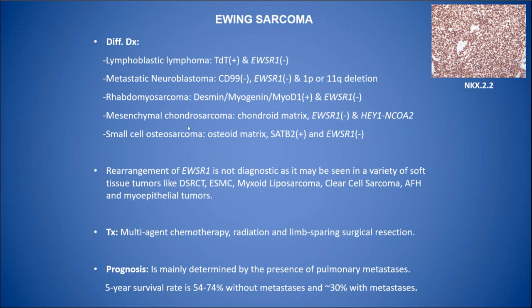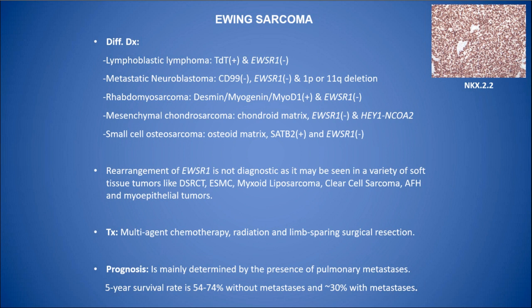Mesenchymal chondrosarcoma, a primary bone tumor, characteristically shows areas of chondroid matrix formation. It is positive for CD99, but is negative for EWSR1 gene rearrangement, and characteristically shows the gene fusion HEY1 and NCOA2. So that's a good tool to make the distinction.